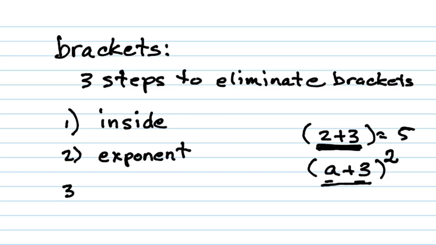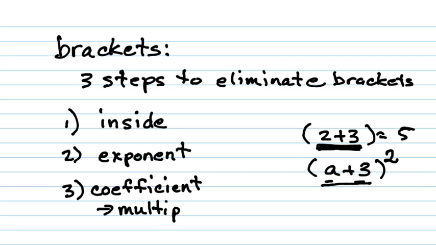And then finally, the last thing you do is look for a coefficient. Now, we've used that word coefficient, and we've used it as part of a term, and we said it's the number part. But remember that in reality, coefficient is simply another word for a multiplier.